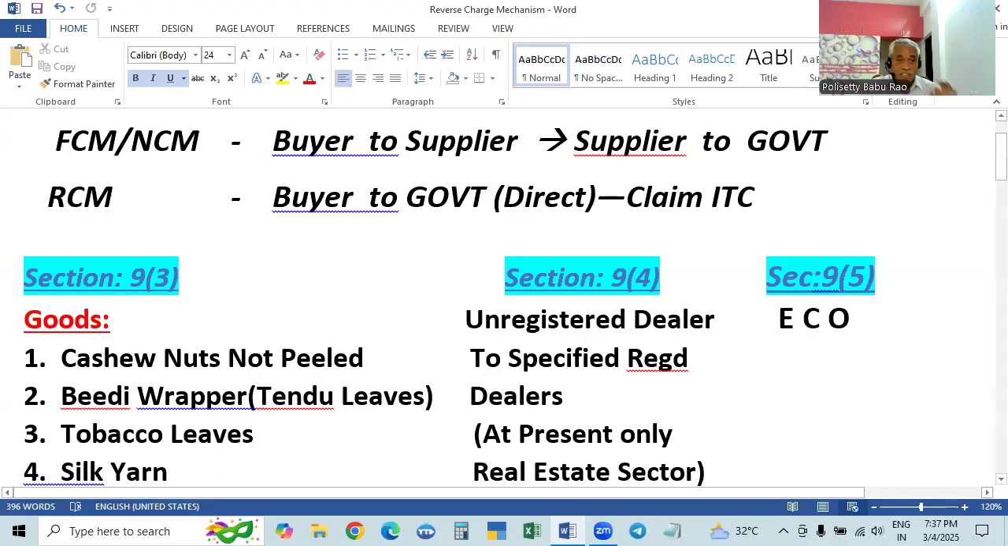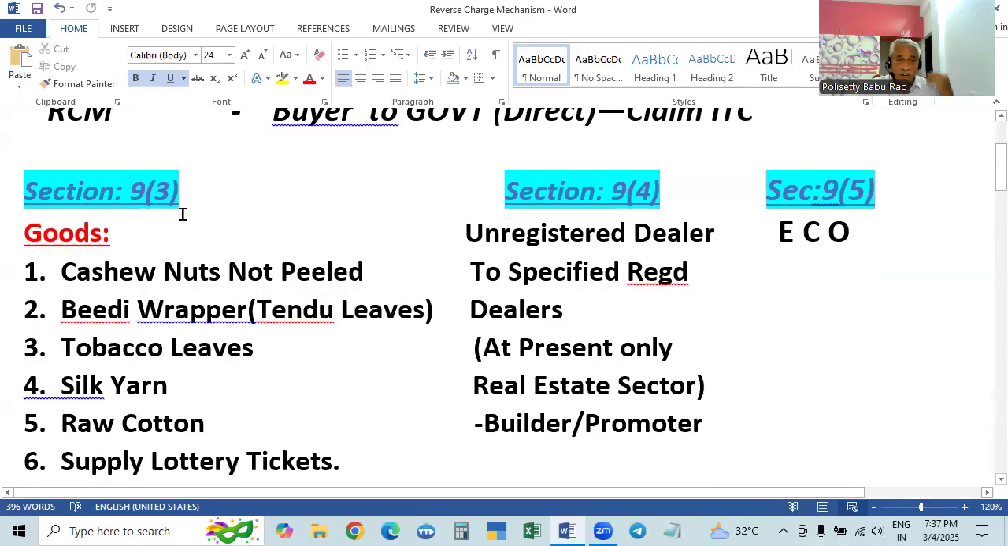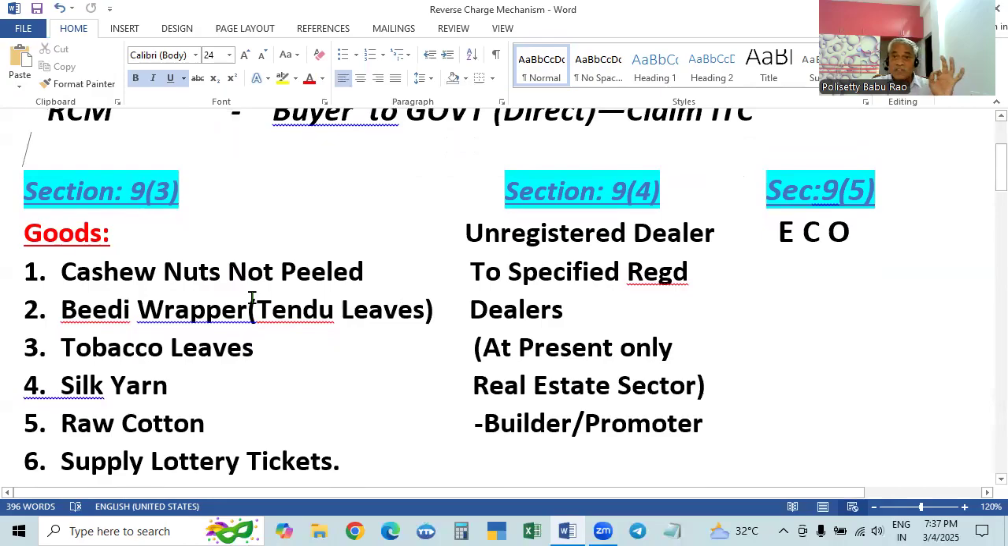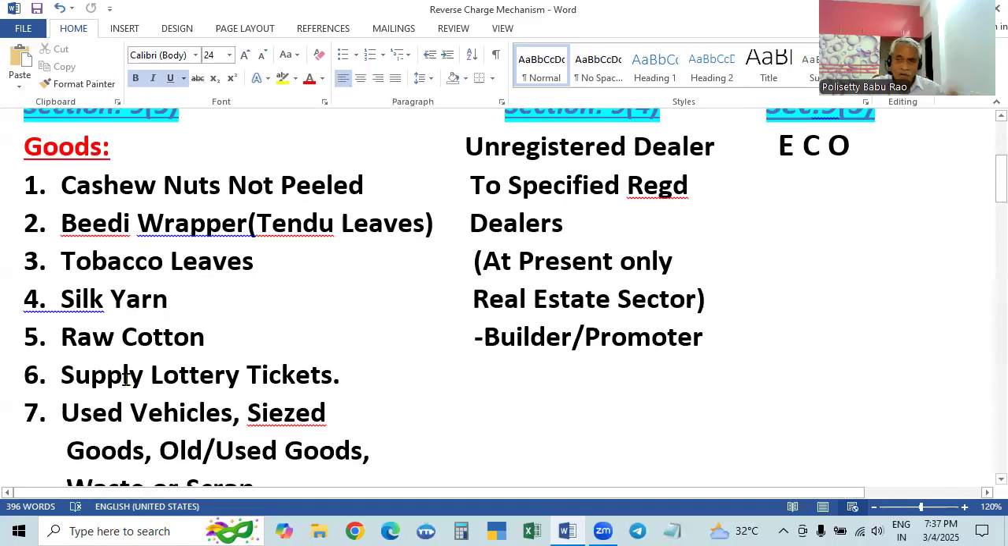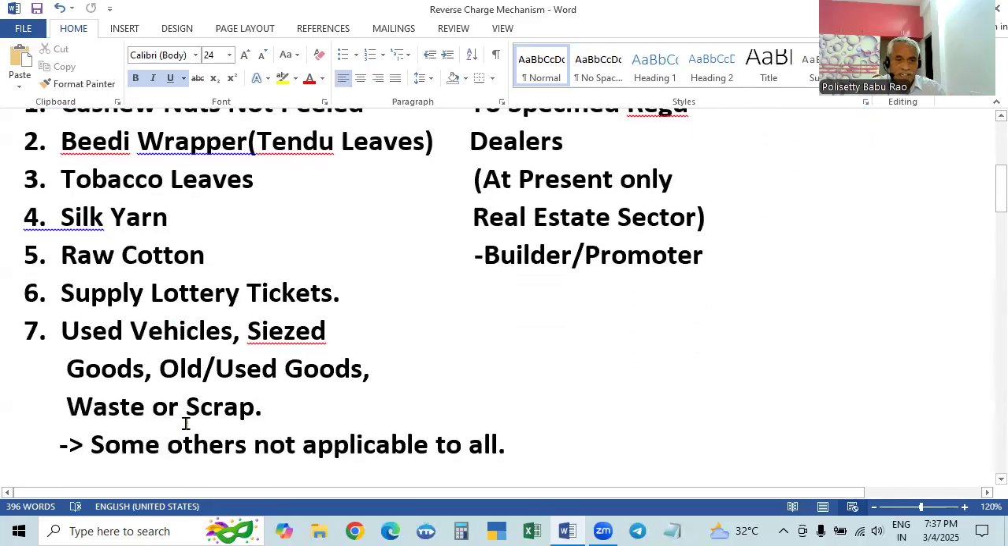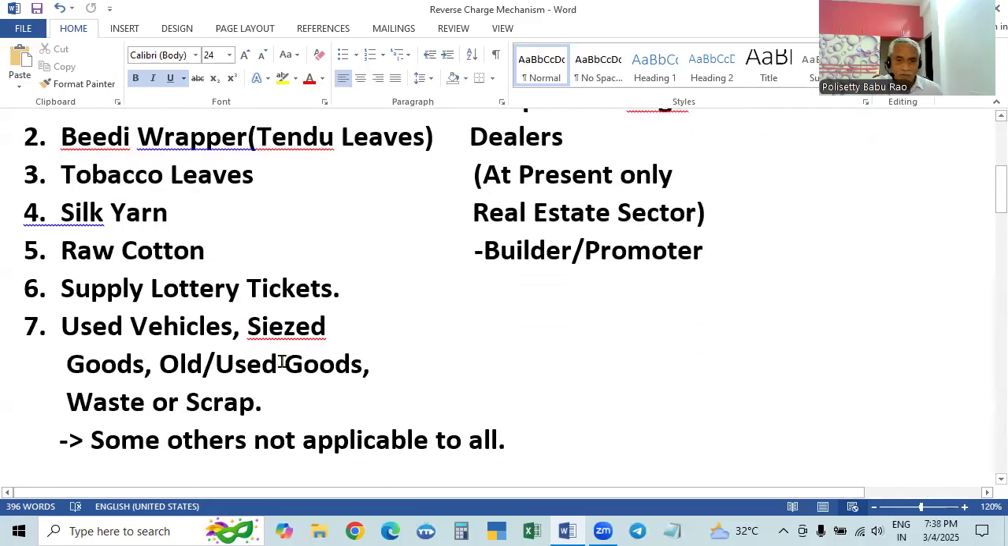Under the reverse charge, section 9 has subsections for categories. So we will learn about section 9 subsection 3. In this case, only some specified goods or services will fall under the reverse charge mechanism. There are around 16 goods. Here I am taking the most important ones; all others are not applicable to us.